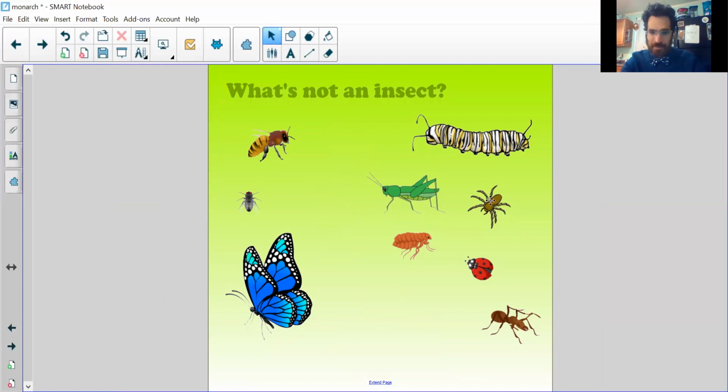What do we got here? Spider. See, 8 legs. I don't see any antennae. I don't see any wings. Right. Spider is not an insect. It's an arachnid. So goodbye, spider.